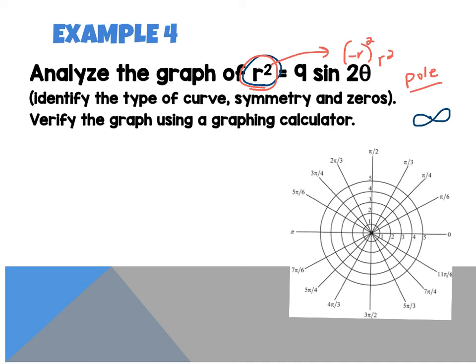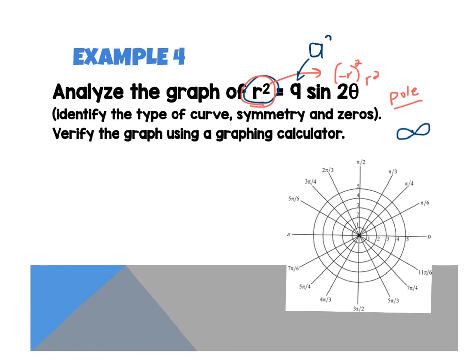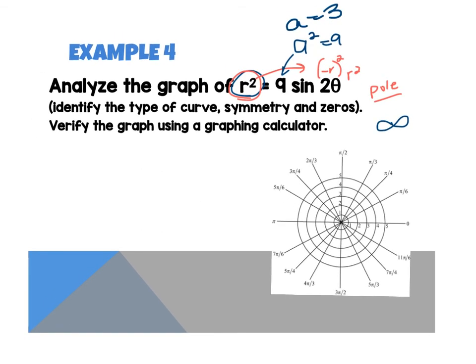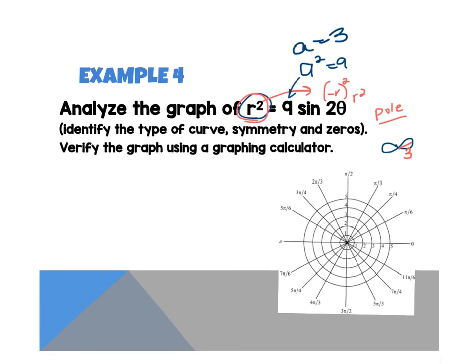So when I start to plug in values, and one more thing, I know that the 9 tells me how far out it's going to go. That 9 is a squared. So if a squared equals 9, then a is 3. So that tells me that the radius on my sort of petal shape is going to be out 3. So from beginning to end here would be 3. So let's plug in some points.